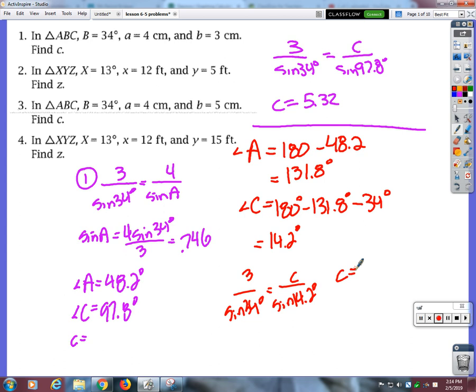Okay, so what you need to understand is that if you are given two sides and an angle that's not in between those two sides, so not side A, B, and angle C, not side B, C, and angle A, not side C, A, and angle B, you find the missing side the normal way, and then you go back to the very beginning, the first thing that you found. You subtract.